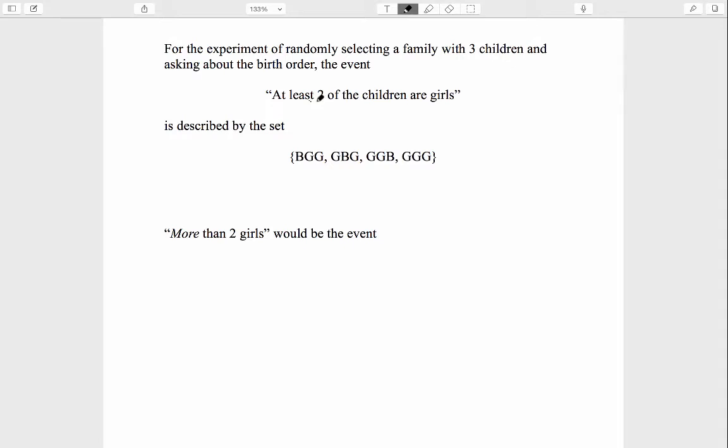Notice that the phrase "at least 2" means 2 or more. We will often use the phrase "at least" in this course, and it's important to know the difference between "at least 2" and "more than 2." More than 2 would be the event consisting of just GGG. More than 2 would mean strictly more than 2.